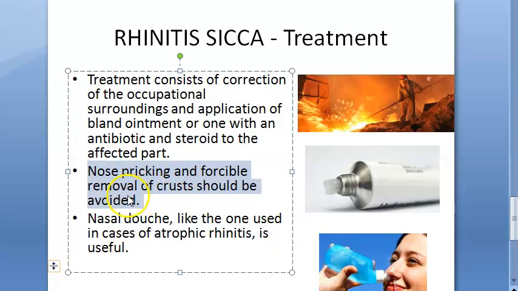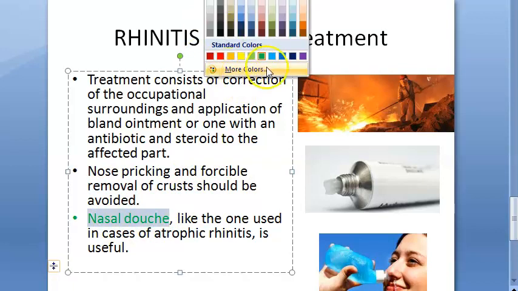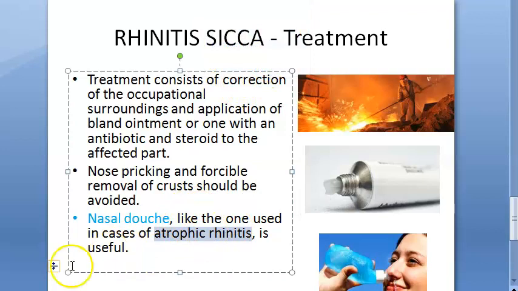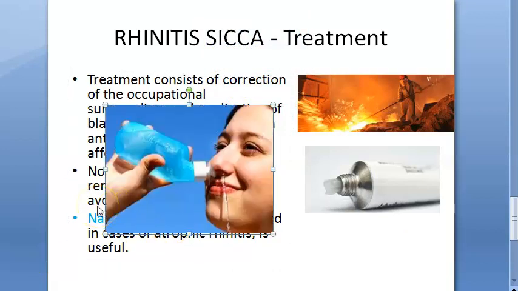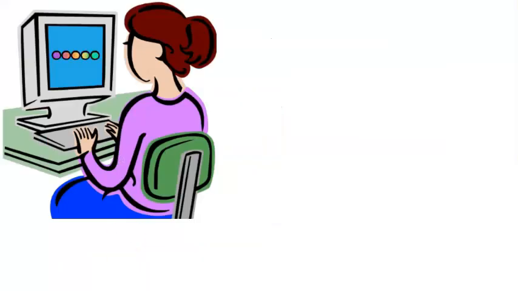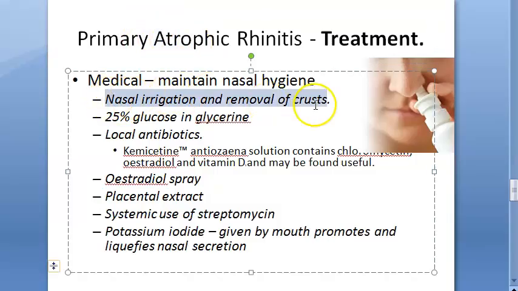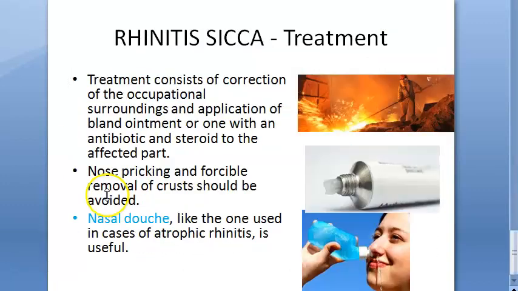Then you should avoid nose pricking and forcible removal of crust. You should avoid it. How to remove the crust? Yes, nasal douche. This is something like you have already seen in atrophic rhinitis. Let us look at that again, basically to irrigate and remove these crusts. Let's just go back to atrophic rhinitis and look at that. So nasal irrigation and removal of crust. This is what we saw, right? So what will they do here?